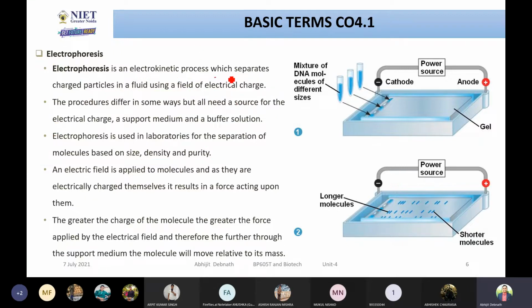I would like to draw your attention to these things: electric charge, electric field, size, density, and purity. So basically, based on electric charge, you can separate. First, there will be a field. For example, this is the picture of the electrophoresis.